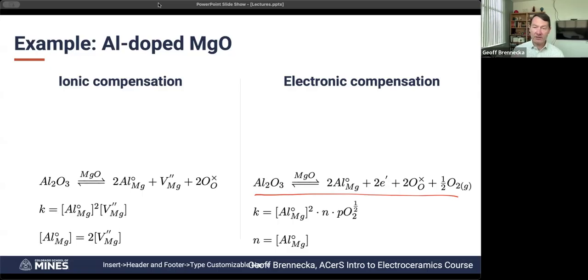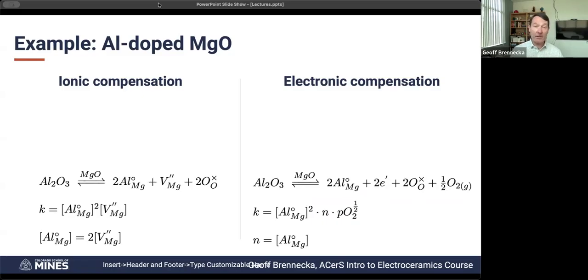The other piece that's important to this is once we've gone through the rate equation, we can also look at electron neutrality, and we just know because all of the positive charges have to equal all of the negative charges, that we get just as many electrons as we get aluminum sitting on a magnesium site. So that makes sense. Hopefully that makes sense. So that's for the electronic compensation.